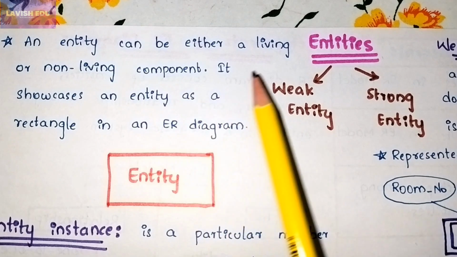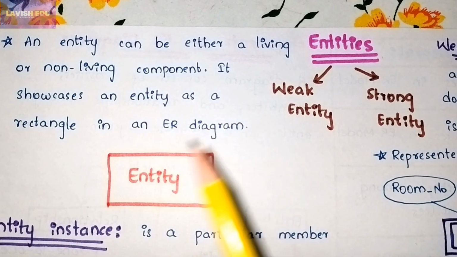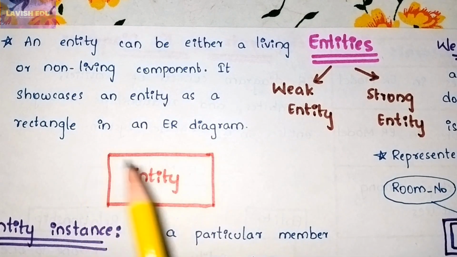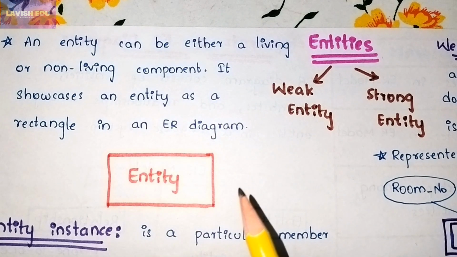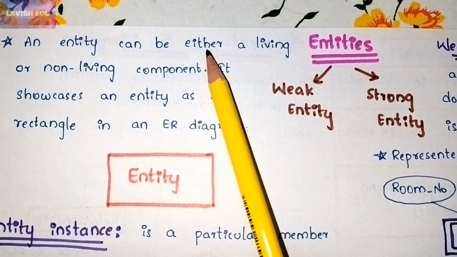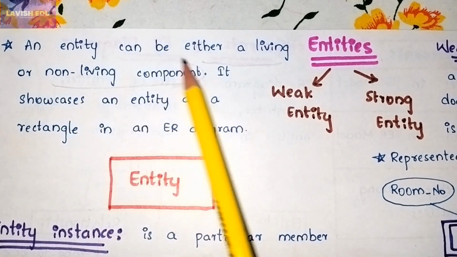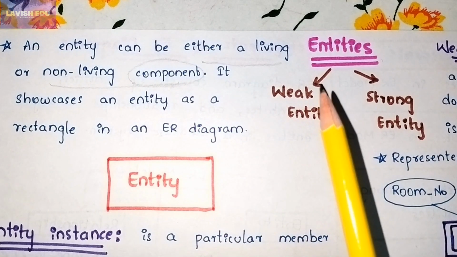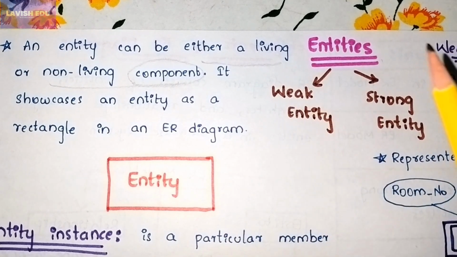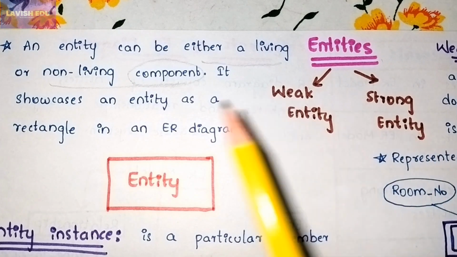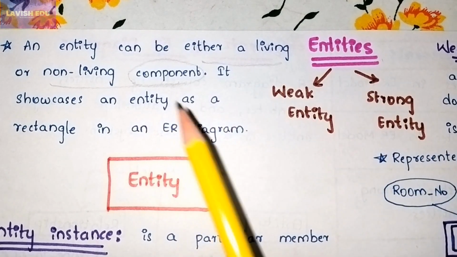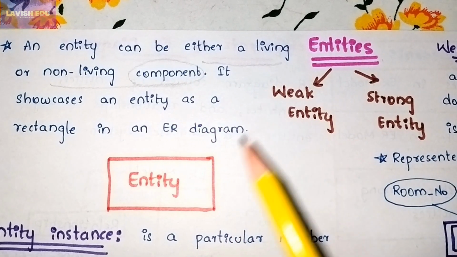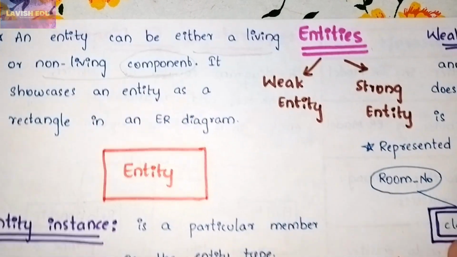An entity can be either a living or non-living component. It is shown as a rectangle in the ER diagram. An entity is nothing but a thing, a living or non-living component, a being or not being, and it can be represented in the form of a table or used in relationships as well. So these can be termed as an entity.